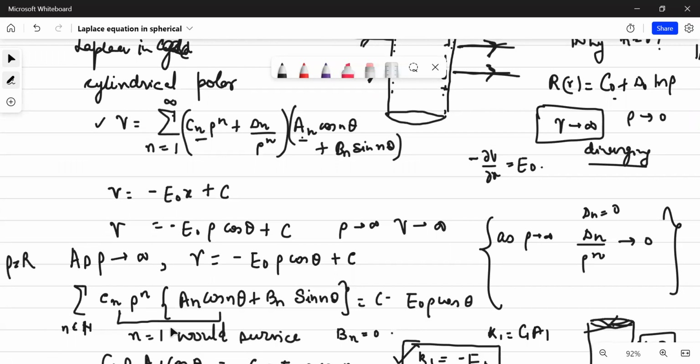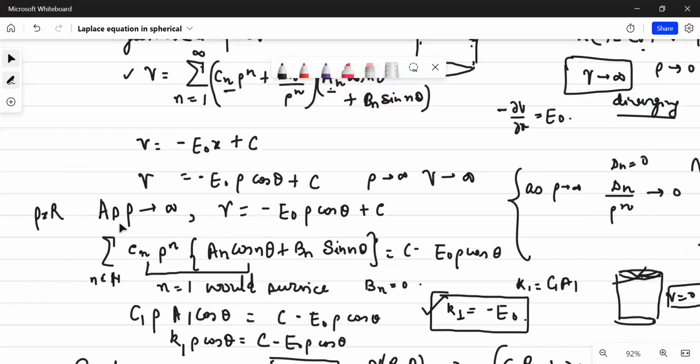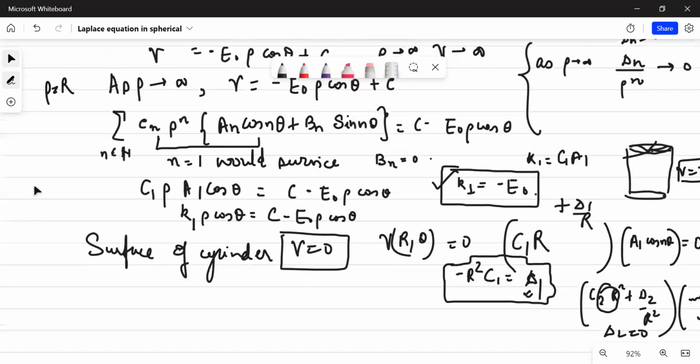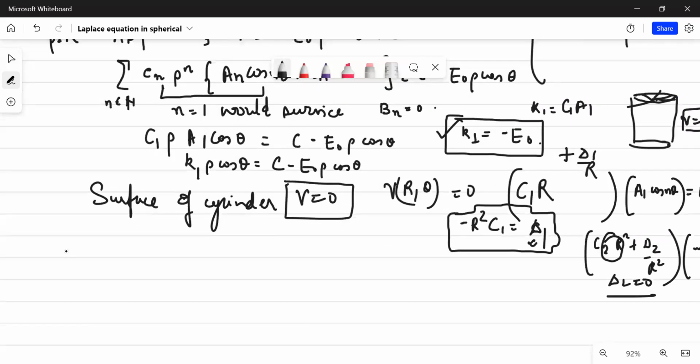Comparing these two terms, only C1 would survive, and since C1 would survive, it implies only D1 would survive, and that D1 would be minus R square C1. Is that clear? So this is how I'm going to write the solution. So what is the solution?